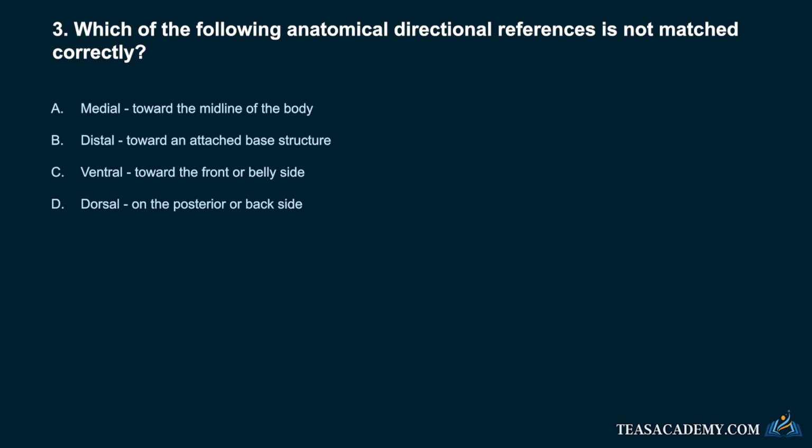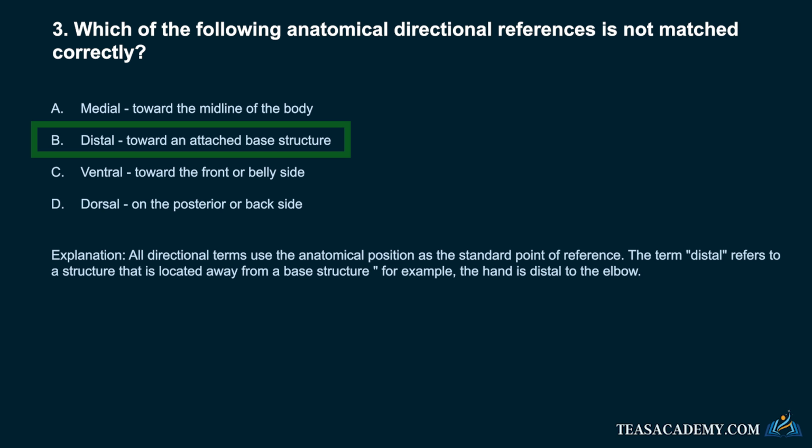3. Which of the following anatomical directional references is not matched correctly? A. Medial, toward the midline of the body. B. Distal, toward an attached base structure. C. Ventral, toward the front or belly side. D. Dorsal, on the posterior or back side. Correct answer, B. Distal, toward an attached base structure.